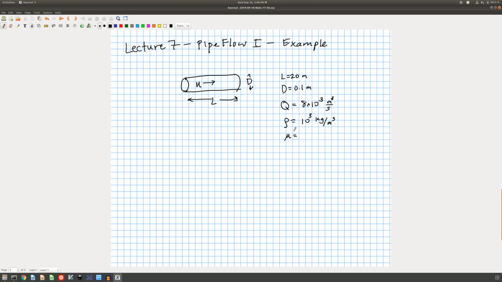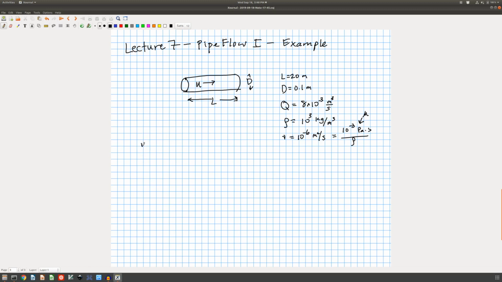I wrote it in my notes as a kinematic viscosity. So the kinematic viscosity is 10 to the minus 6 meters squared per second, which is the same as 10 to the minus 3 Pascal seconds divided by the density. That's the same thing. Okay? So that's the kinematic viscosity, nu, which is mu over rho, if you remember what kinematic viscosity is. So how do we calculate the pressure drop?